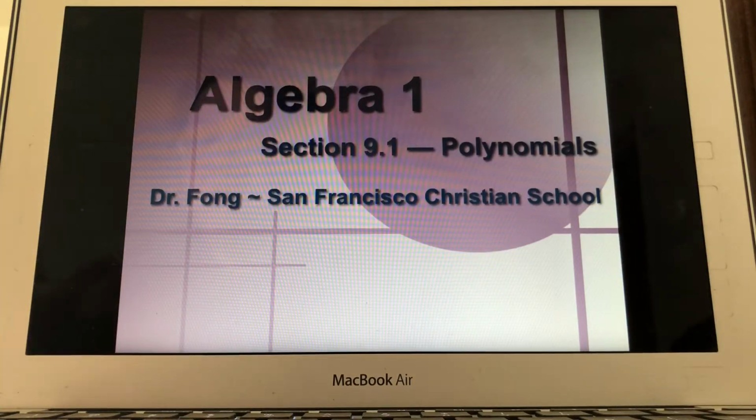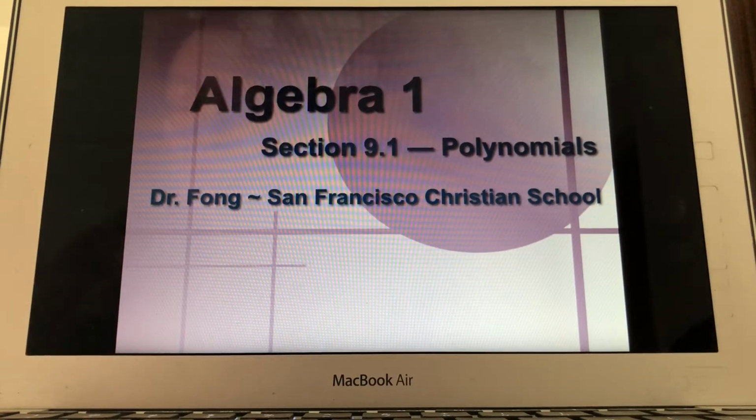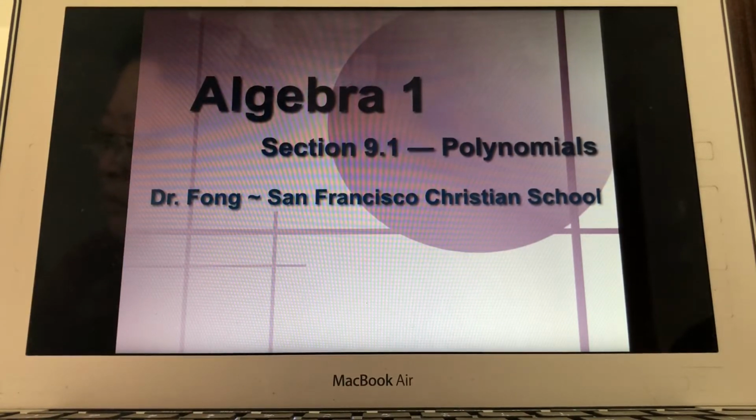Hello, welcome. As we continue with Algebra 1, we get to start section 9.1. Congratulations on completing chapter 8. Now we get to continue with chapter 9. And in chapter 9, we're going to be talking about polynomials and other related terms.